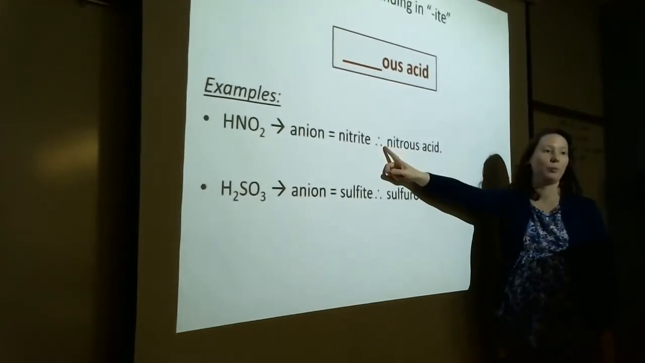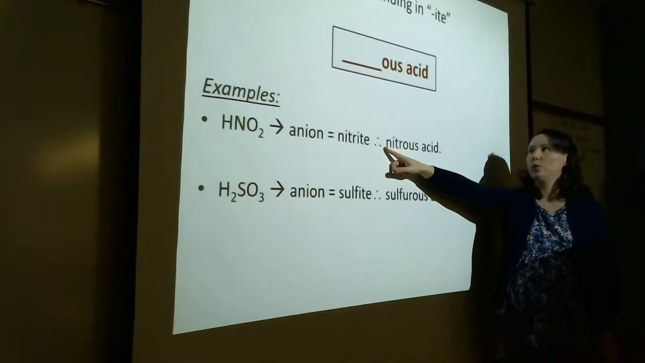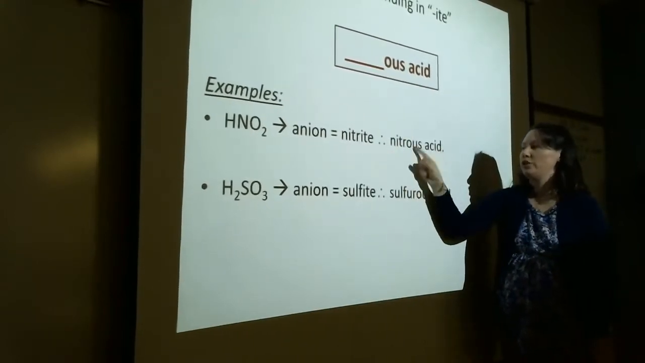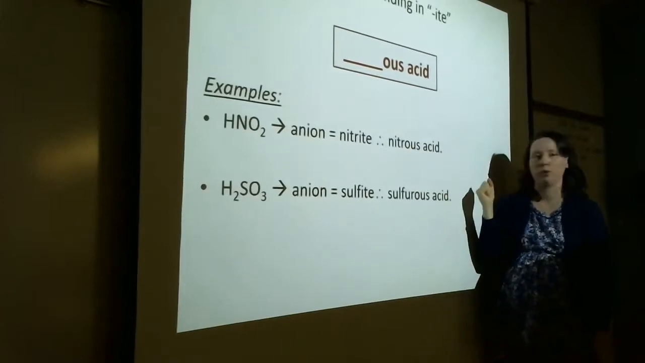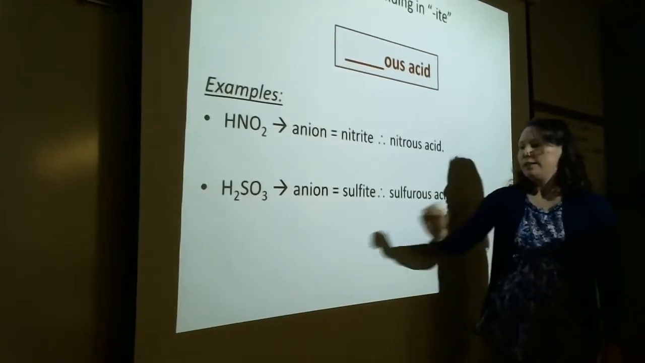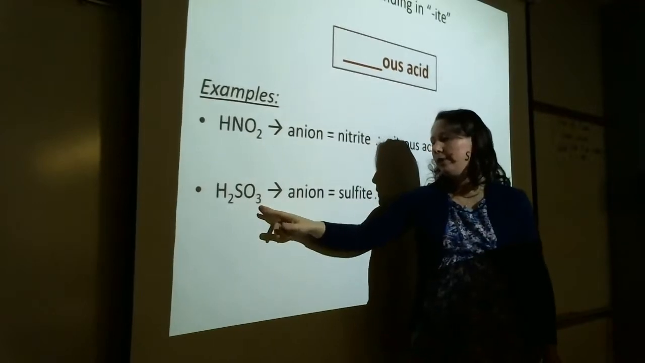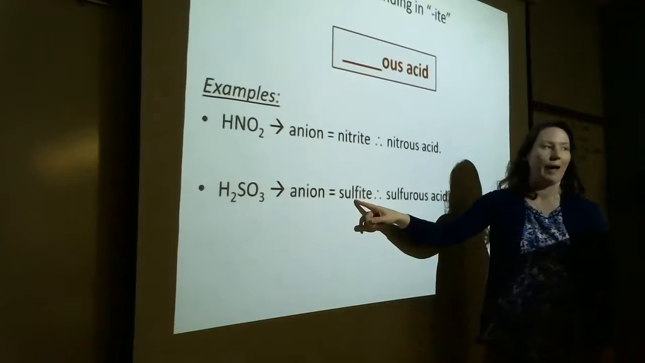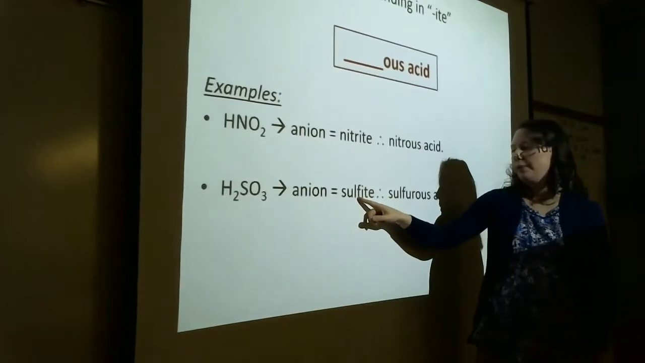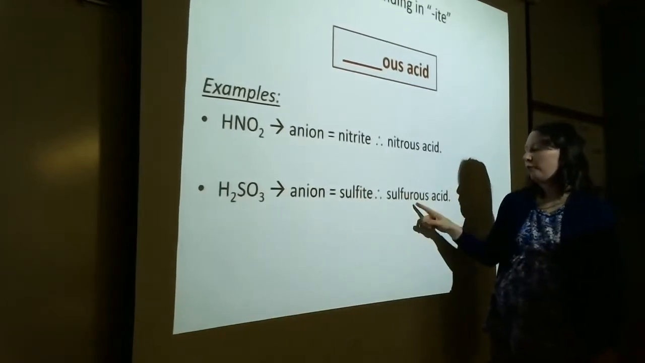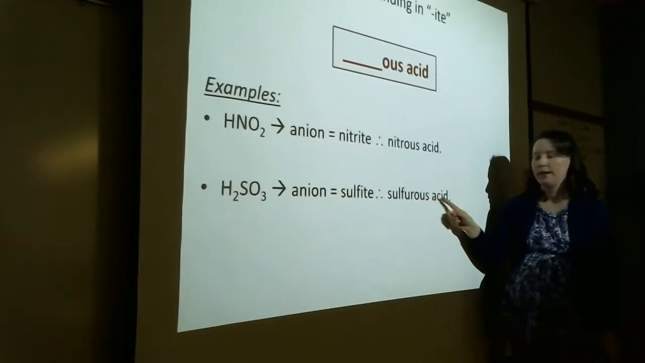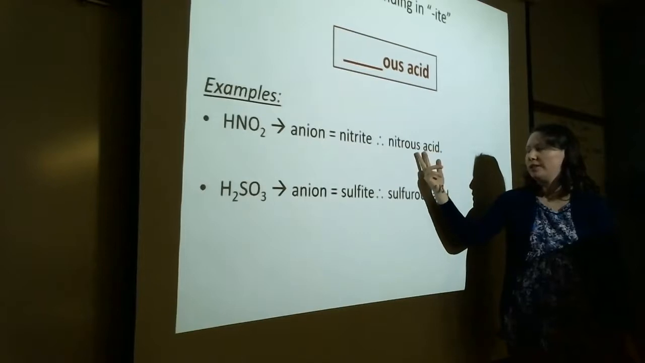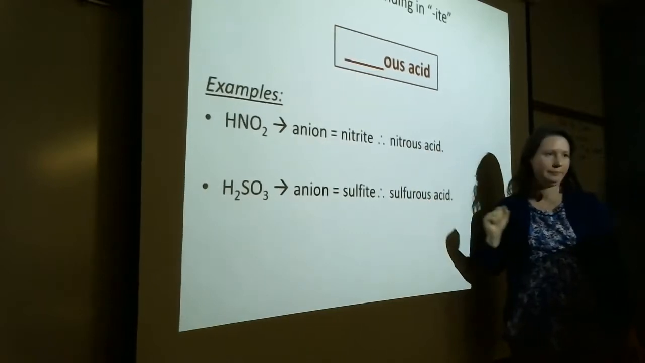There's no hydro prefix. No hydro prefix. Okay, it's just nitrous acid. You drop the nitrite, you change it to nitrous, and then the suffix, of course, acid. This is H2SO3, right? That's 2 H pluses and SO3 2 minus. That means that that's sulfite, right? Polyatomic ion ending in "ite." Therefore, the name is sulfurous acid. No prefix. Just the suffix ous acid.